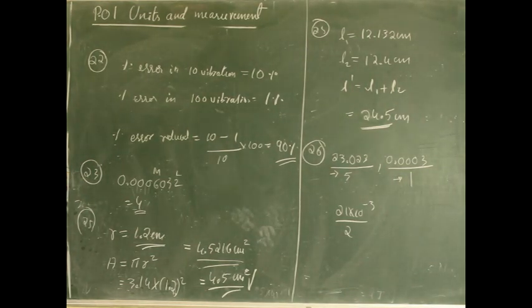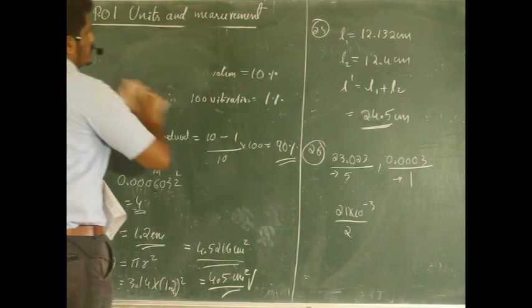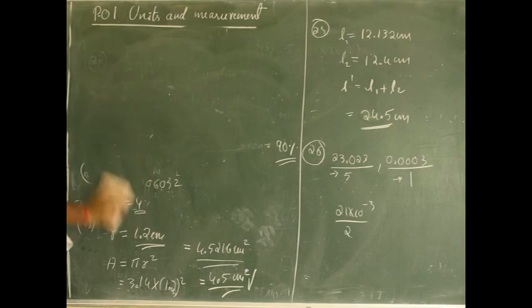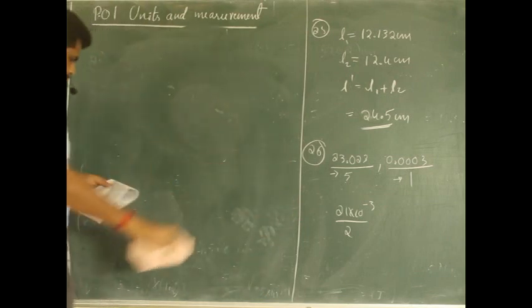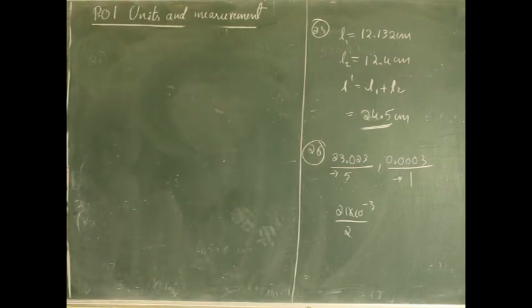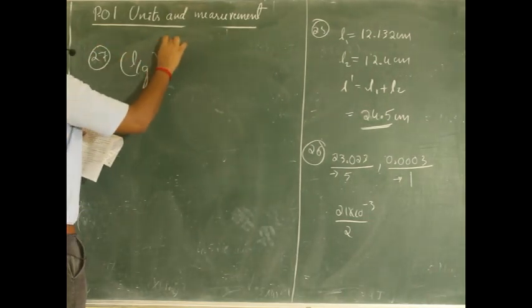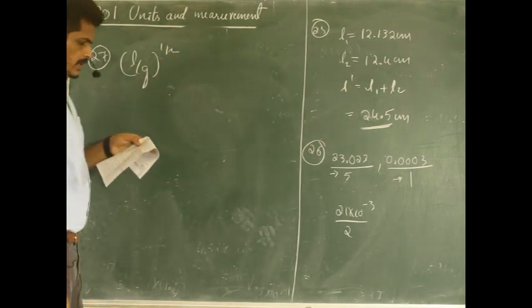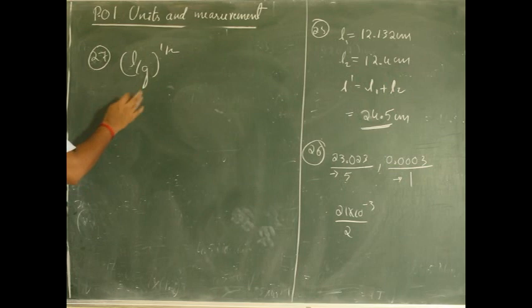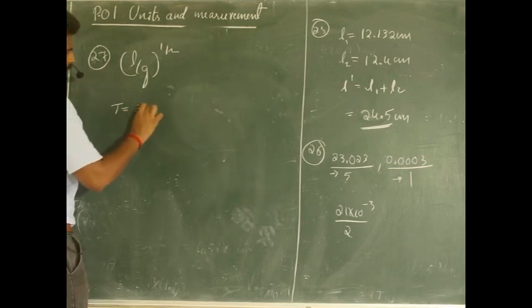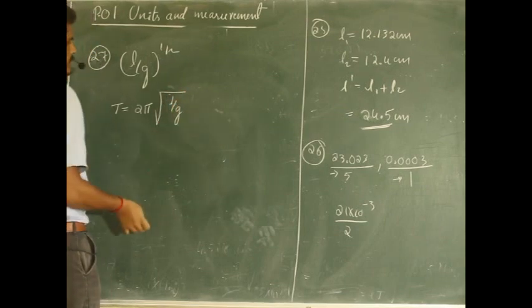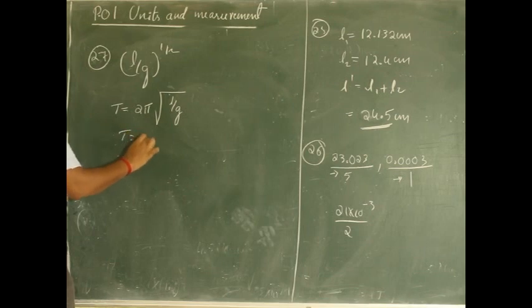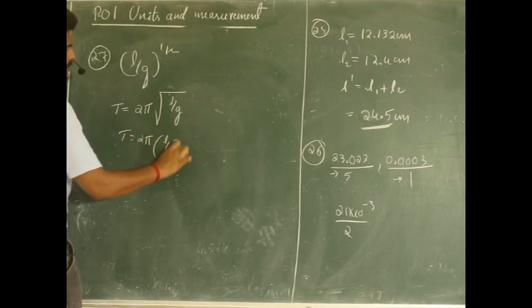So question number 27, let us move on to the next question. And the 27th question says, if L is the length of simple pendulum and G is the acceleration due to gravity, then the dimensional formula for L by G to the power half is same as that of... When you think about the simple pendulum, always remember the formula. Time period of simple pendulum, you have derived this one, that is L by G, correct? So it also can be written as 2 pi L by G to the power half.